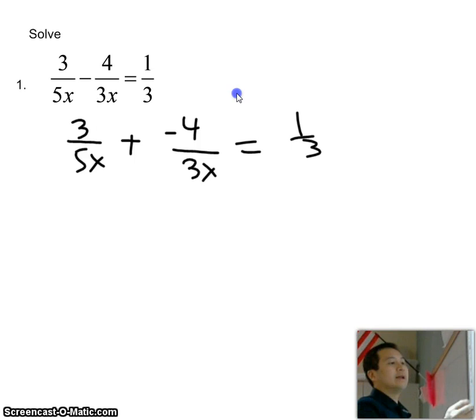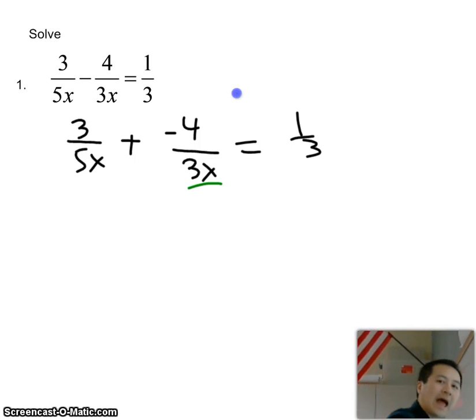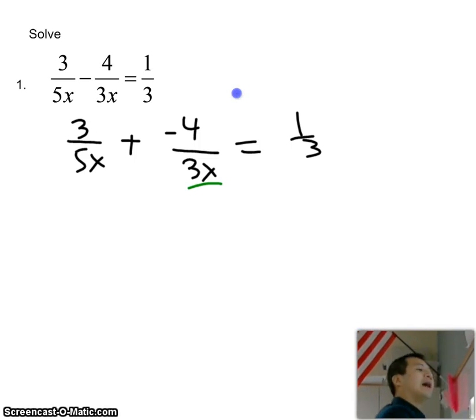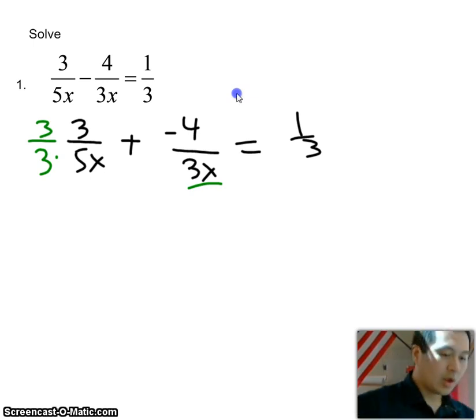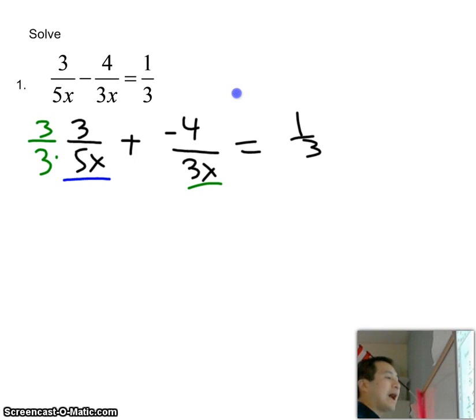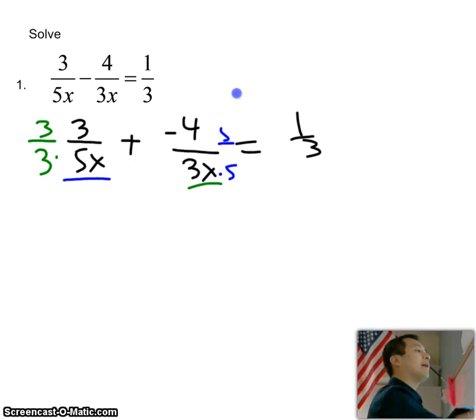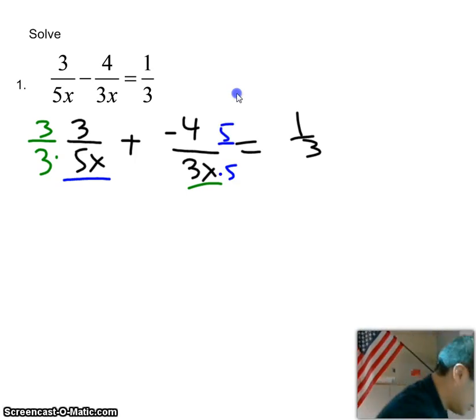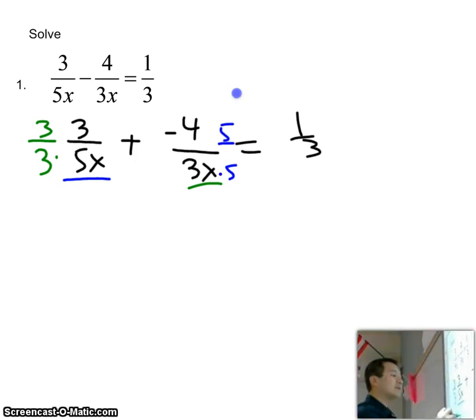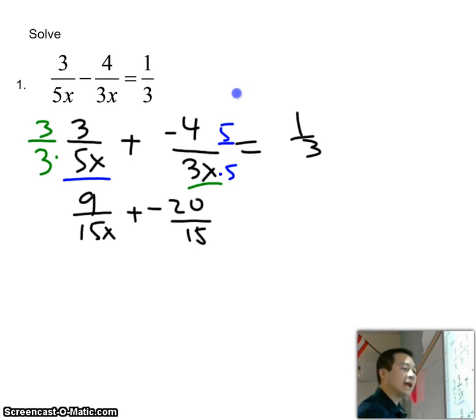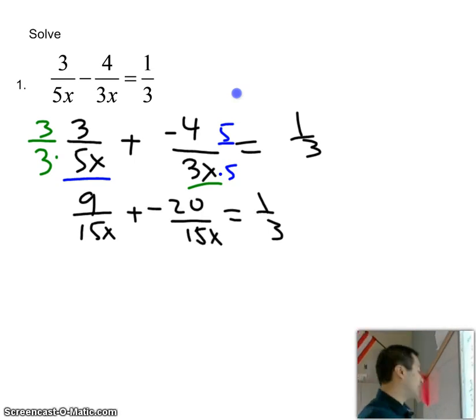So, take a look. A little bit of jealousy. What does the green have that I don't have? I need a 3. That's it. Top and bottom. Over here, what does the blue have that I don't have? I need a 5. Top and bottom. Combine it, that becomes 9 over 15x plus a negative 20 over 15x equals 1 over 3.